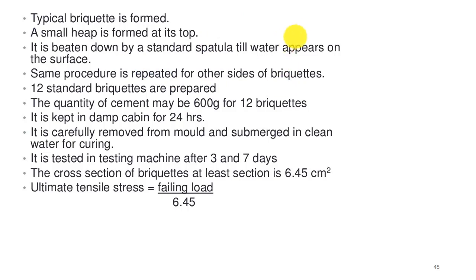You have 600 grams of cement, and you mix this cement with water and pour it into the 12 standard briquettes and allow it for 24 hours, and then test at 3 and 7 days. Then you just fail it in tensile tension to get the tensile strength of a cement. Usually, the tensile strength of a cement is around 10% of its compressive strength.